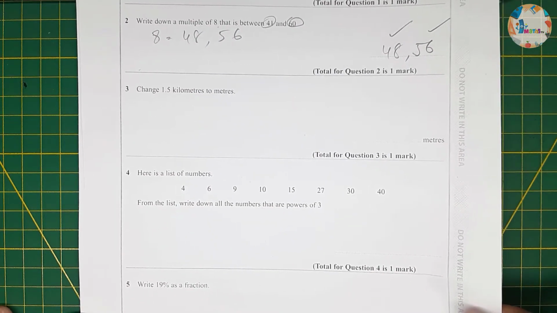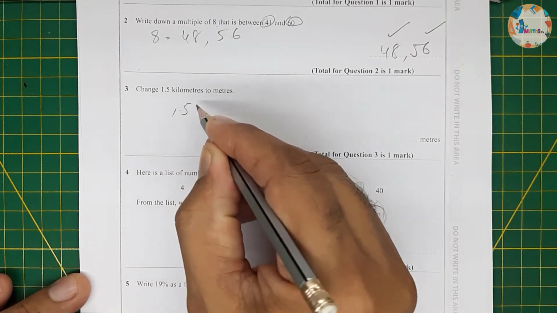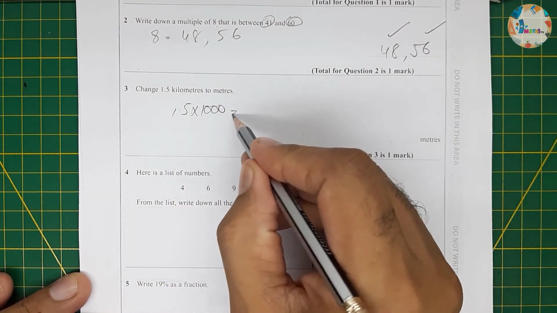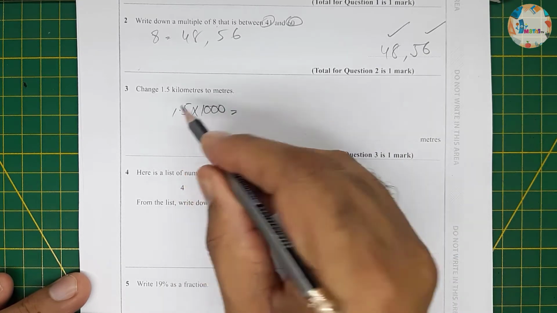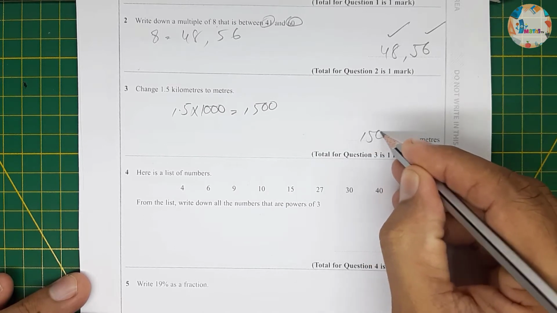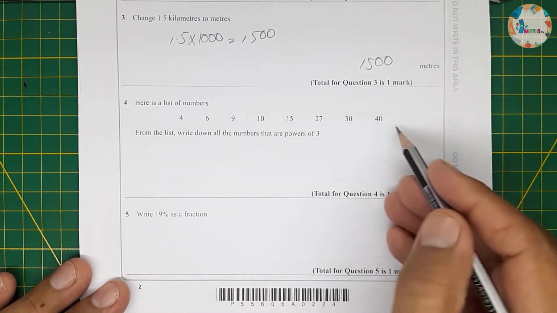Change 1.5 kilometers to meters. So 1.5 multiplied by 1000, because there are 1000 meters in 1 kilometer. So the answer will be 1500 meters.